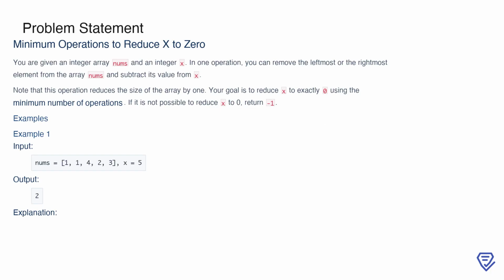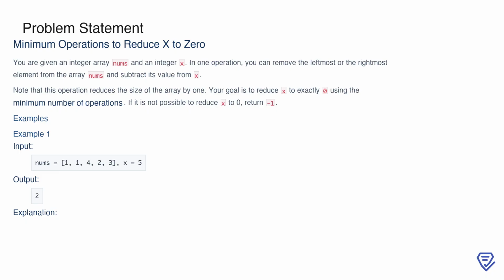In this problem, you're given an integer array called nums and an integer x. The task is to reduce x to exactly 0 by performing a series of operations. In each operation, you can remove either the leftmost or the rightmost element from the array, and subtract its value from x. Once an element is removed, the size of the array decreases.